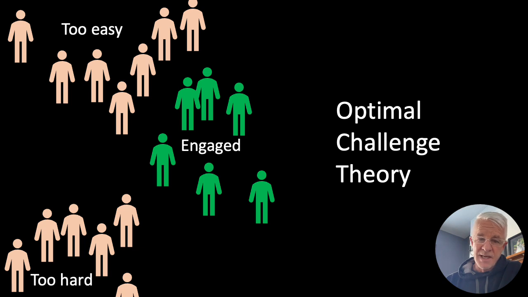So again, this is just a simpler diagram saying the same thing, that if you teach to the top of the class, you get 33% of the students. If you teach to the bottom of the class, you'll engage 33% of students. If you teach to the middle, you get 33% of the students. So optimal challenge theory says we don't want that. We actually want a situation where you can engage all the participants.